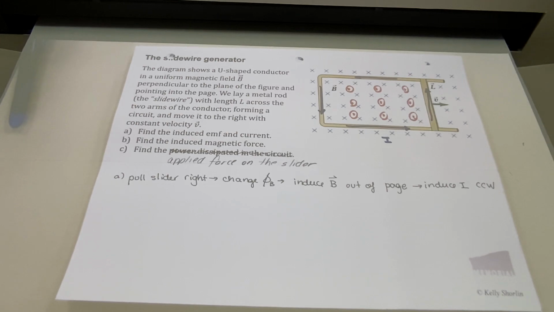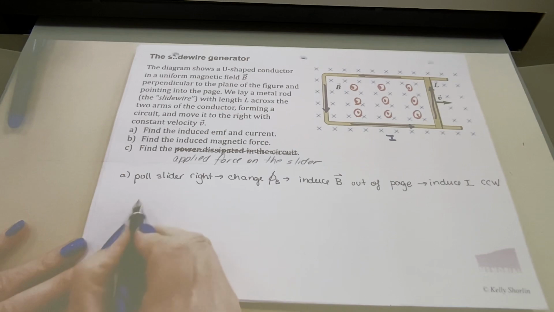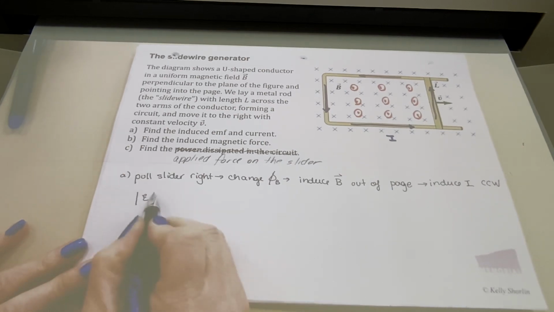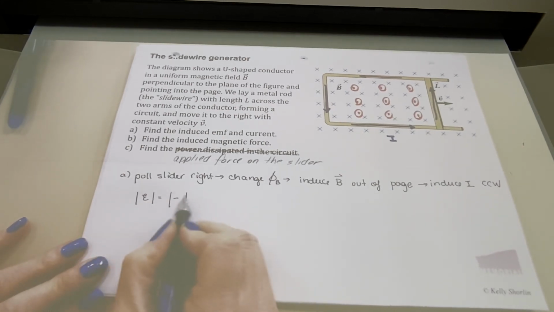Now let's go through the steps of trying to figure out what is the induced potential and what is the induced current. From Faraday's law, we know that the induced potential, and let's just find the magnitude, is minus d phi dt.